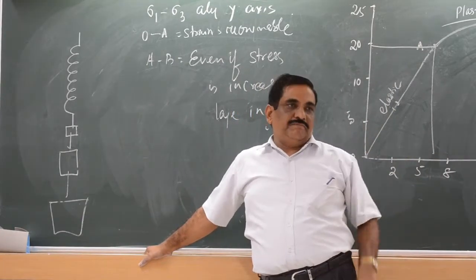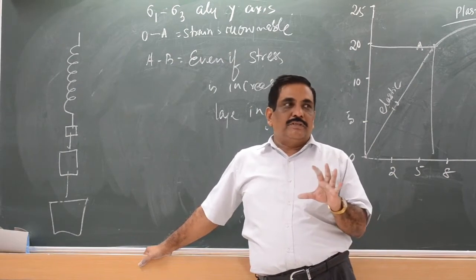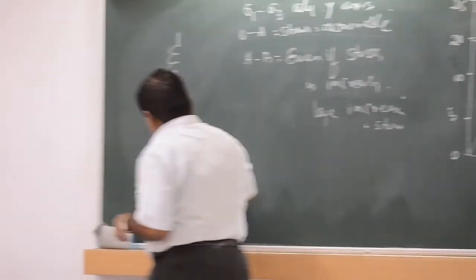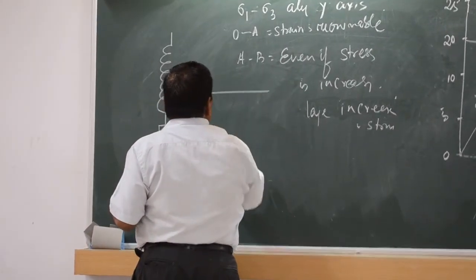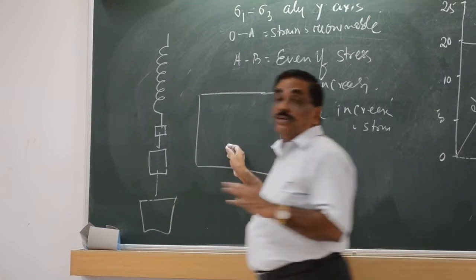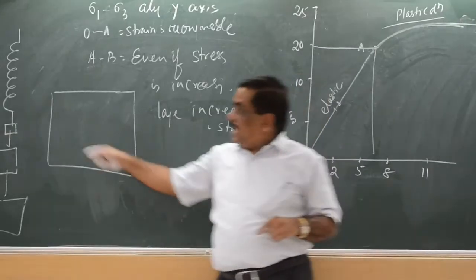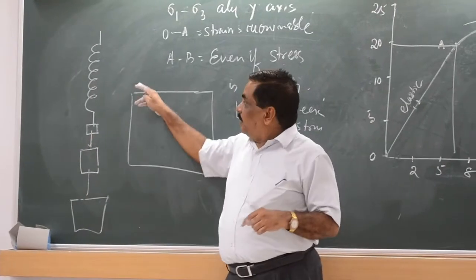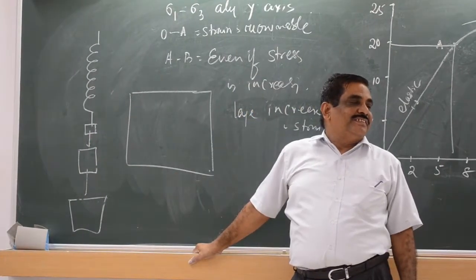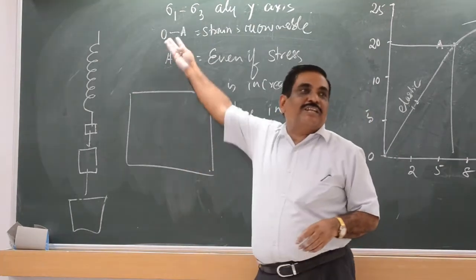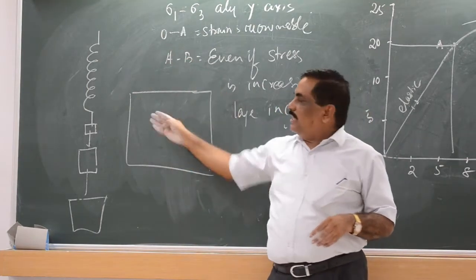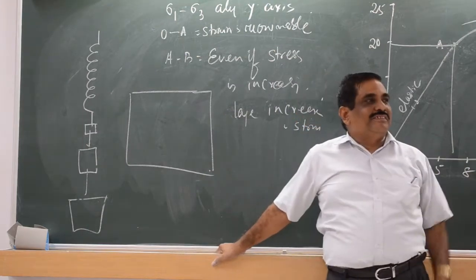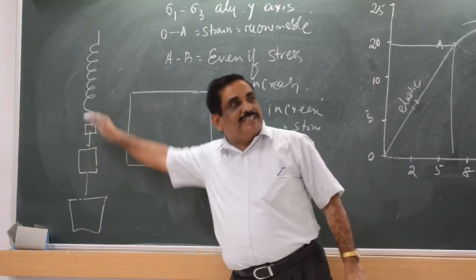And it recovers. This strain, elastic behavior. But suppose this spring, we are talking about an iron spring, you increase further load. So this iron spring will not break. It will behave in a manner when this strain is not recoverable. Aap chhod denge na, it will acquire a permanent strain. It is not recoverable. Up to this point, it was recovering the strain.